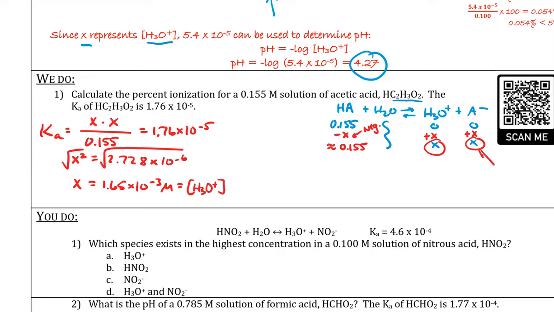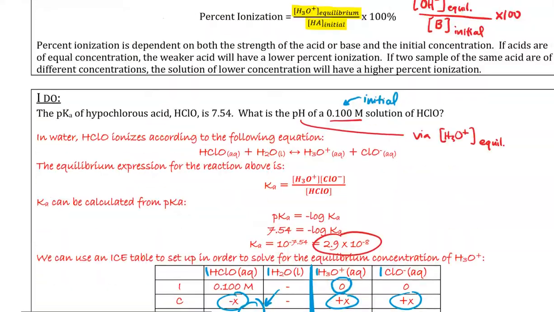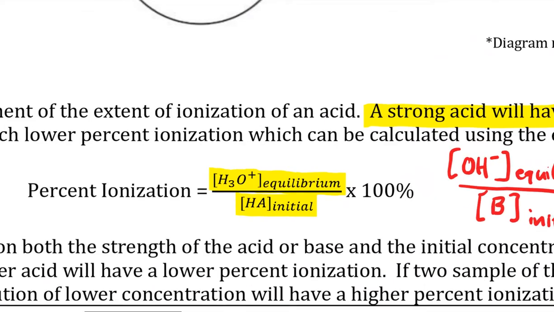And again, that's what we're finding in these equilibrium lines over here. We're going to take that amount, 1.65 times 10 to the negative 3, and we're going to divide that by the initial acid concentration. So remember, that percent ionization equation, just jump back up to it here, compares the equilibrium hydronium concentration, and we just found that amount, 1.65 times 10 to the negative 3, over the original acid concentration. And for us, that's the 0.155, and then take it times 100.